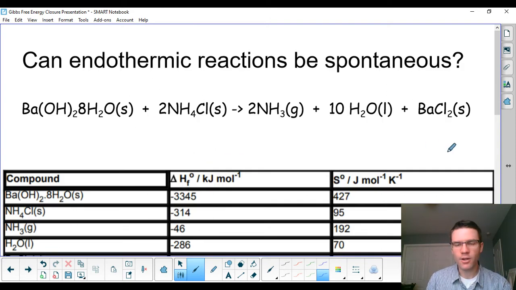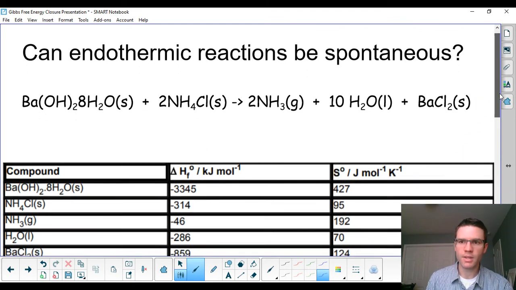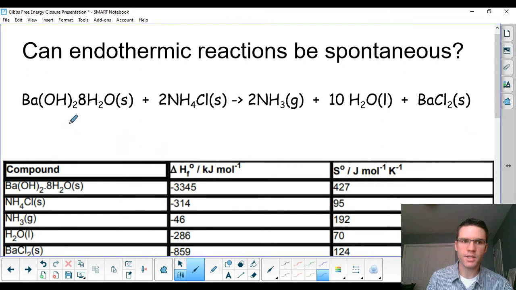So can an endothermic reaction be spontaneous? We answered that earlier qualitatively, but let's look at one of these reactions with some numbers. This is a chemical reaction of barium hydroxide, a hydrated compound with 8 H2Os. You can react this with ammonium chloride. If we were in school, I'd show you this demonstration. It's a very, very cold chemical reaction. It's very endothermic. And the particular reaction produces a gas, a liquid, and a solid.